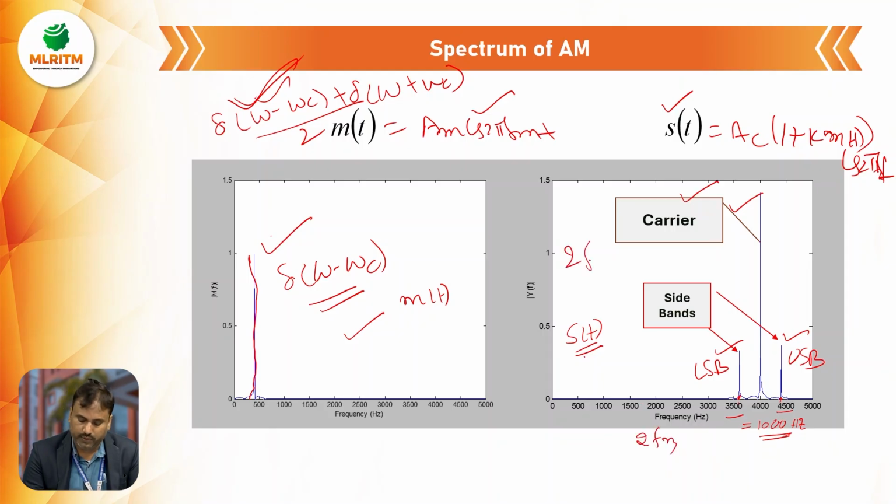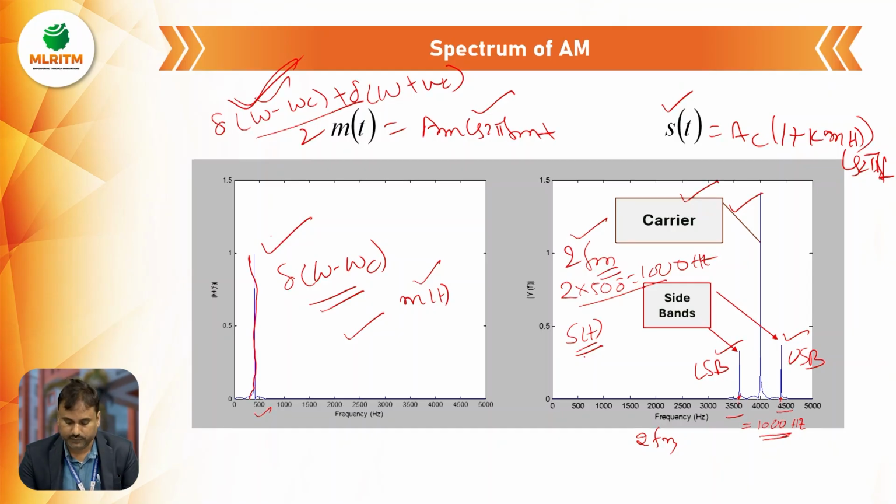So 2 into fm, where fm is the maximum frequency of the message signal. Here the maximum frequency of the message signal is 500, so 2 into 500 is also 1000. From this equation you get 1000 hertz, and from the waveform you also get 1000 hertz. This is how we calculate the bandwidth of the modulated signal.